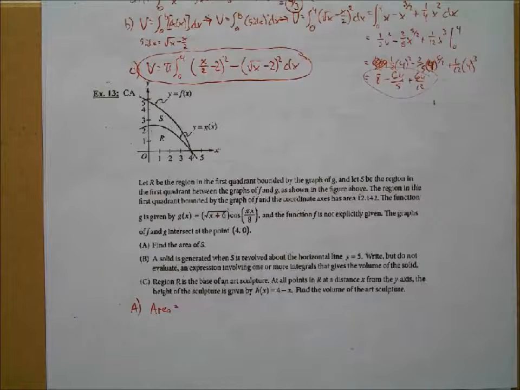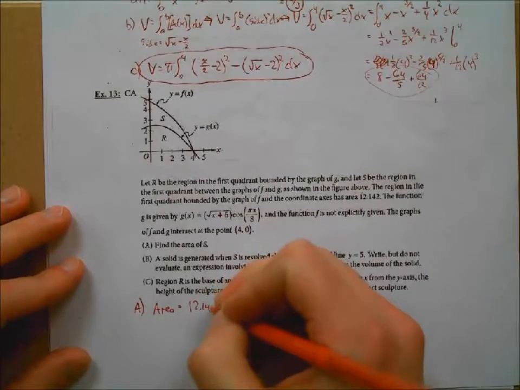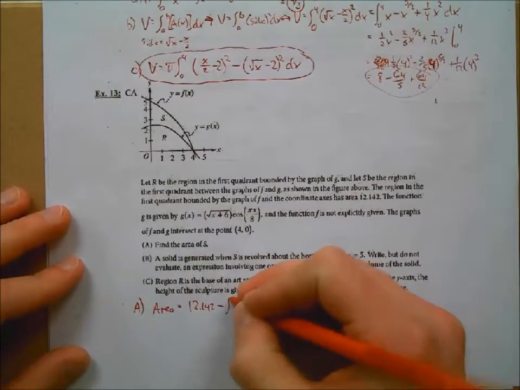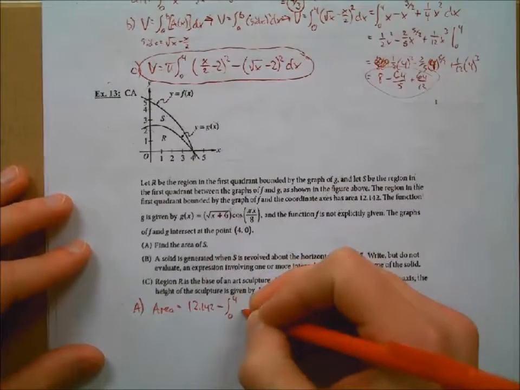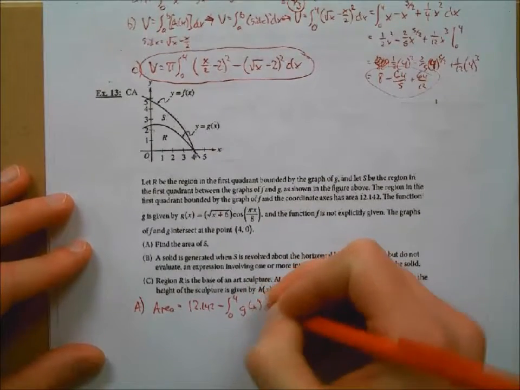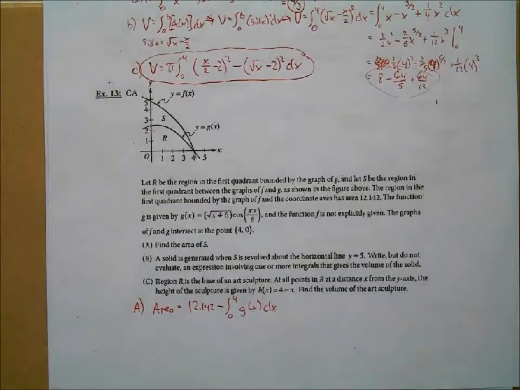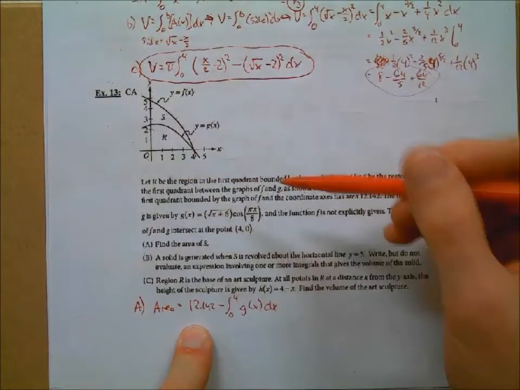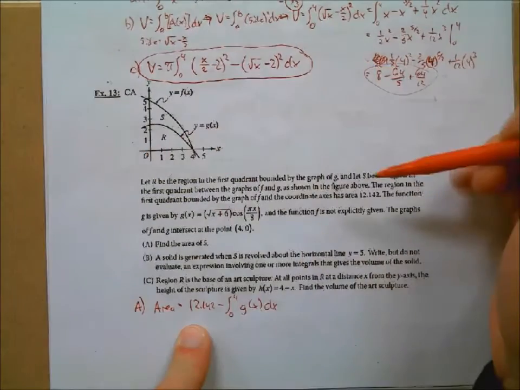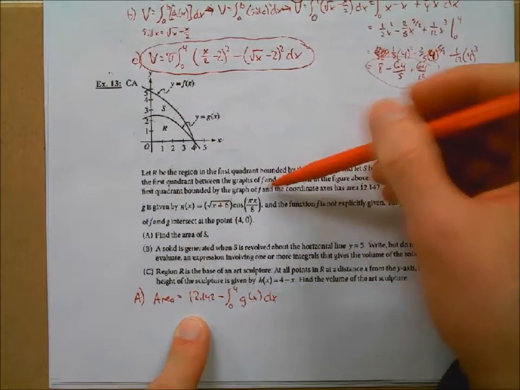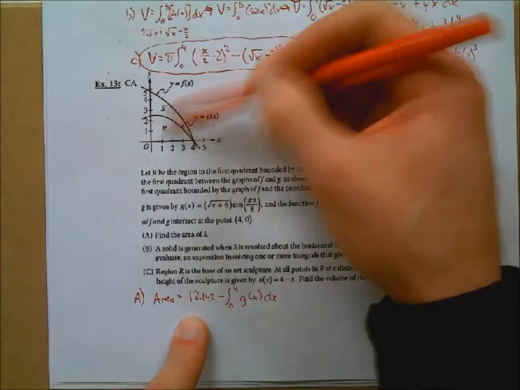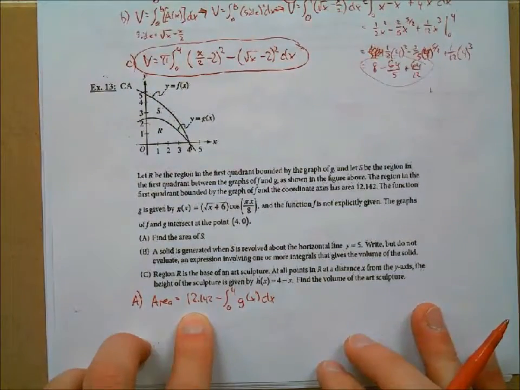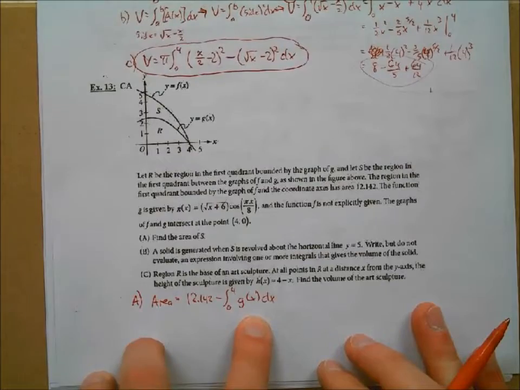Any ideas? Yeah, Simeon? 12.142 minus the integral of g of x. Exactly right. Minus the integral from 0 to 4 of g of x dx. That's exactly right. We know the total area of S plus R, that's the integral from 0 to 4 below the graph of f there. So we'll just take the total area, subtract the area of R, and that'll leave the area of S.